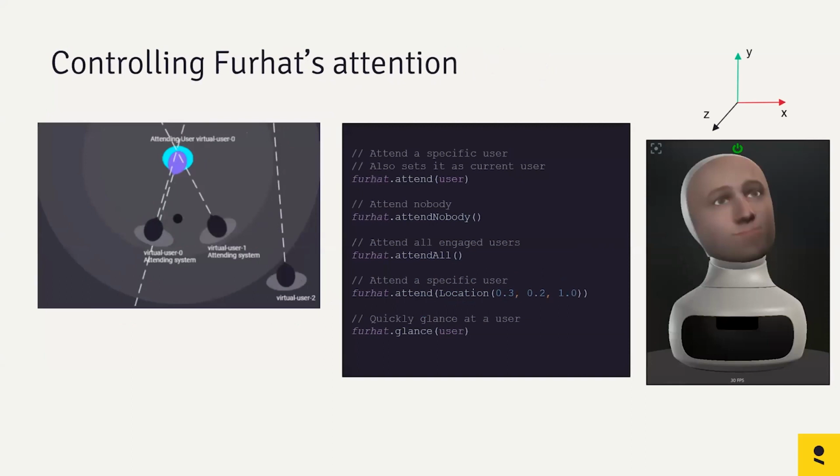You can control the attention of the robot, of course. So we have these different types of attend commands to decide where the robot should be looking, maybe at a specific location, or at the user, or at all the users. Then it will shift the gaze between them, or maybe just glance at someone and then continue looking where it was looking before.